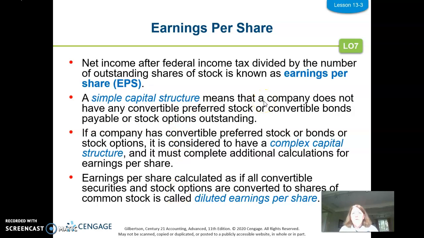So a simple capital structure means that there are no convertible bonds or convertible preferred stock or stock options to key employees outstanding. And that is what the book company has, a simple capital structure. However, if they do have these convertible securities or stock options, then it's considered a complex capital structure. And if it's a complex capital structure, you have more calculations that you have to make related to diluted shares and diluted earnings per share. So we will come back to these three in a bit.